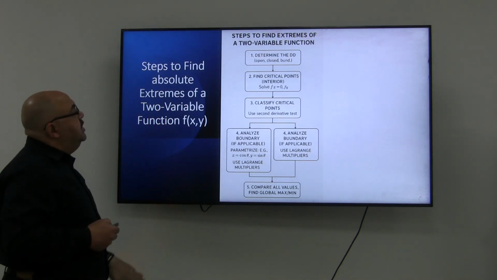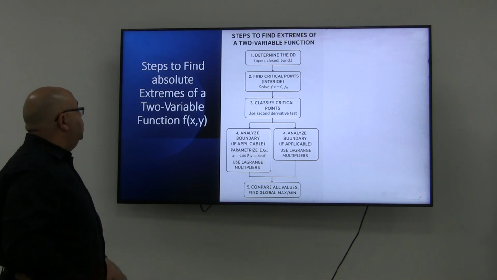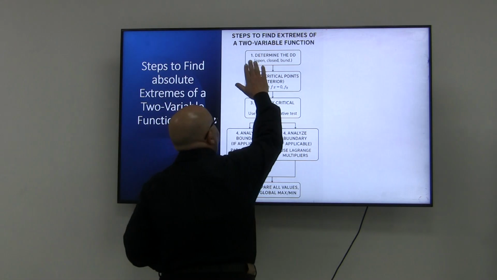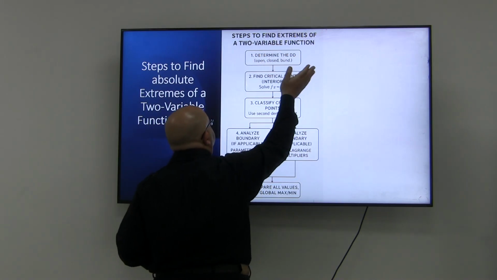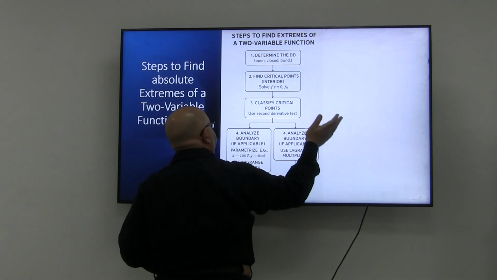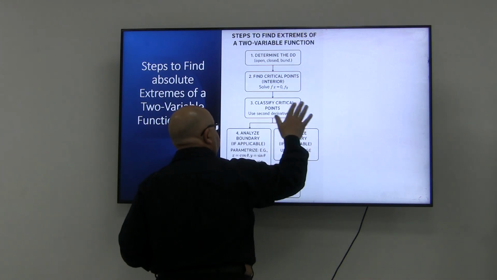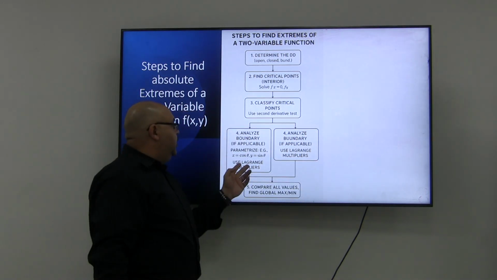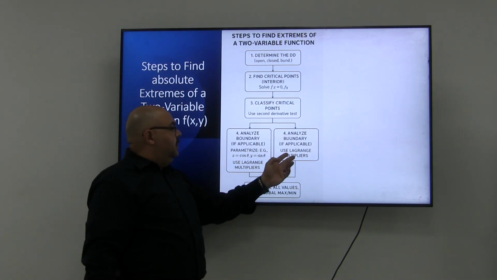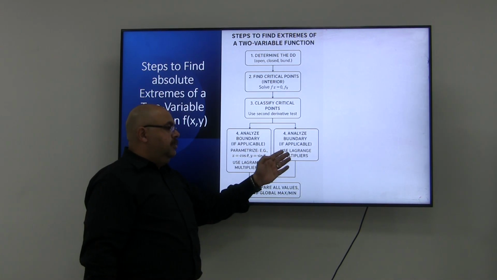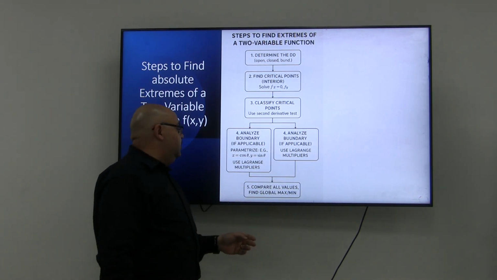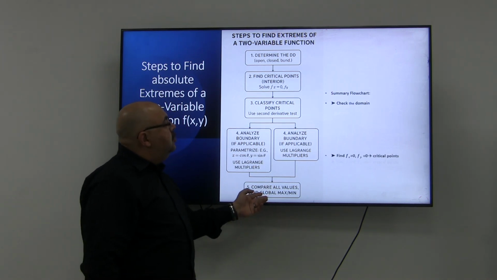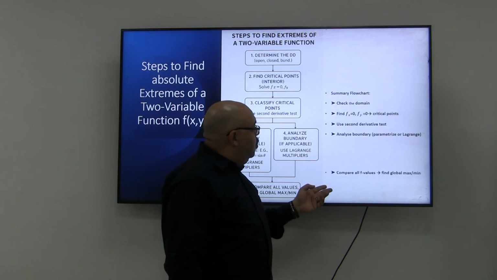So mainly this is the flow chart. I've tried to put it for you. These are the steps to identify absolute extrema. Determine, as I told you, the nature of your domain: open, closed, bounded. Find the critical points, f_x equal to 0, f_y equal to 0. Classify critical points as we already considered. Analyze the boundary, as I told you. Analyze the boundary, maybe using Lagrange multipliers, but we didn't go through this, as I told you. Compare all values, find the global maximum or minimum. So these are the main steps, once more written for you.